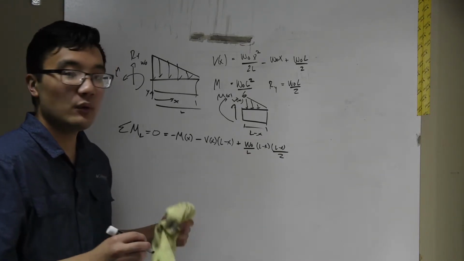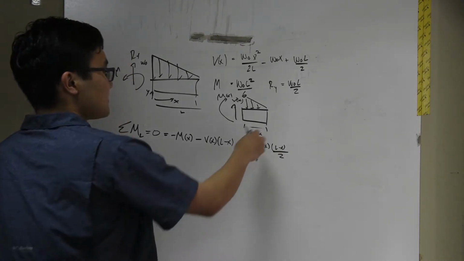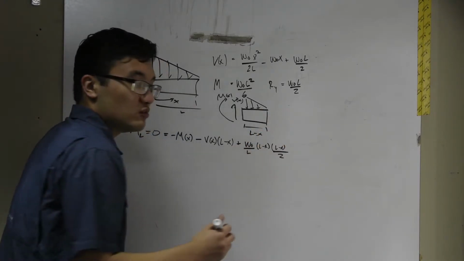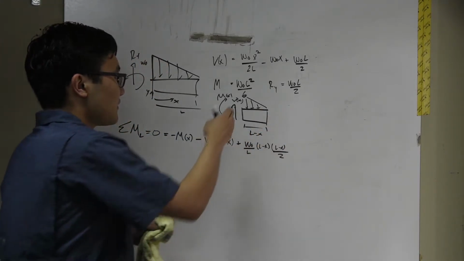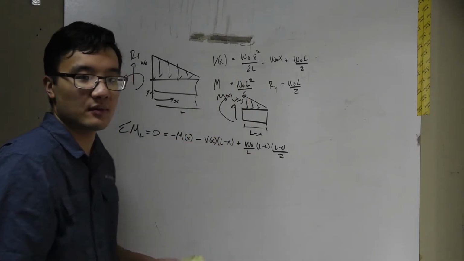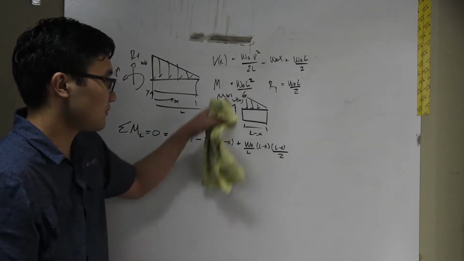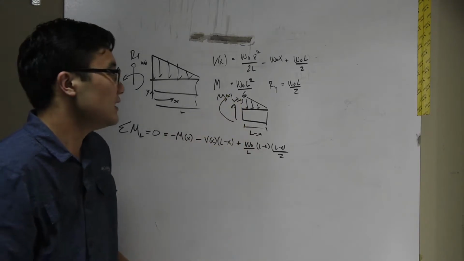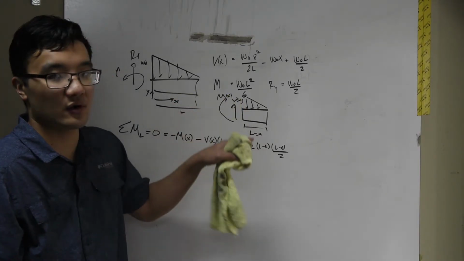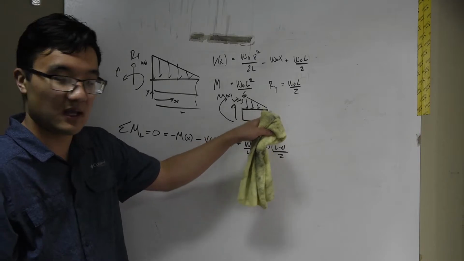But now we need to multiply by the distance to our point. And we know that a triangle's centroid is 1/3 from the tall side. So that means it's going to be 2/3 from that little tip.